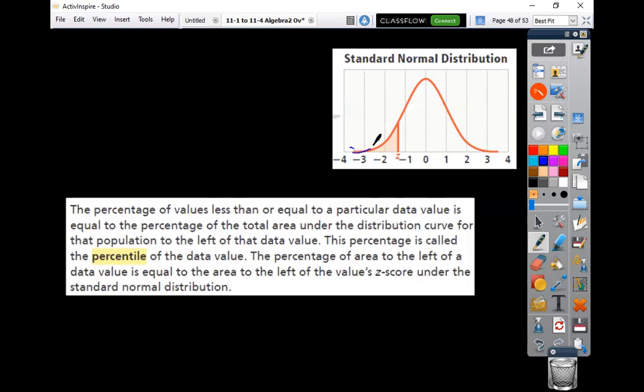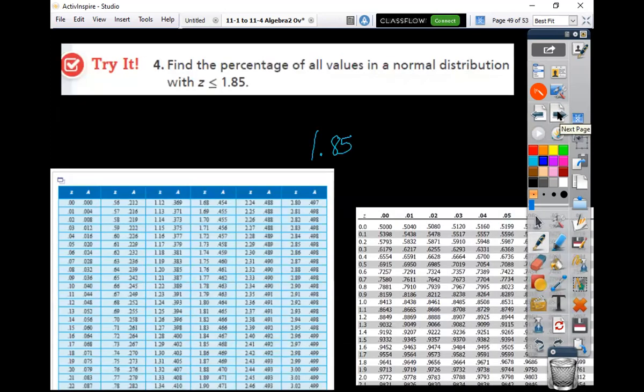These are like curves. You can't say it's linear. It doesn't change the same amount as you go. So when you're working on that, you're going to get tables that look like this. If I get a 1.85, this table is a little easier to read, I think, because here's your 1.8, here's my 5. If I find where those meet, right here, that's my percentile, 0.9678.